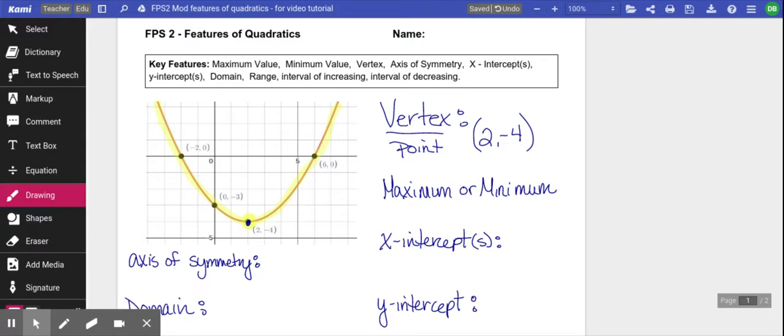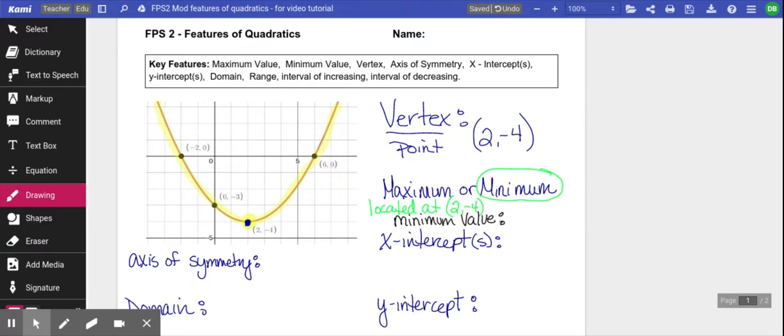When we look at our quadratic, we can also see that our quadratic is going to have either a maximum or a minimum. In this case, the vertex is the very most minimum or lowest point on the graph. So our graph here has a minimum. Okay, it's located at 2, -4.